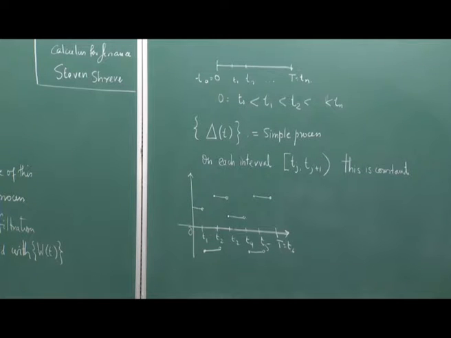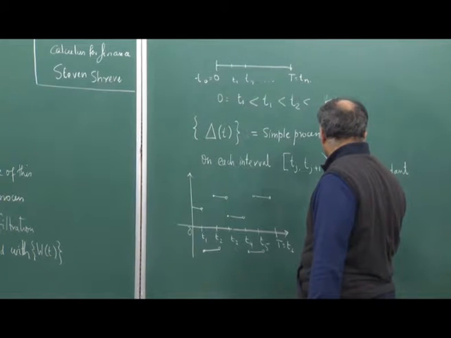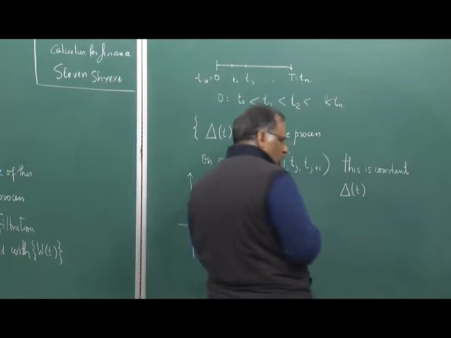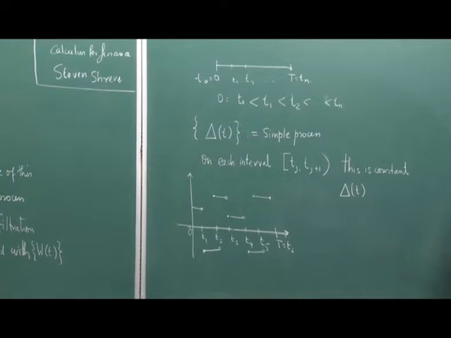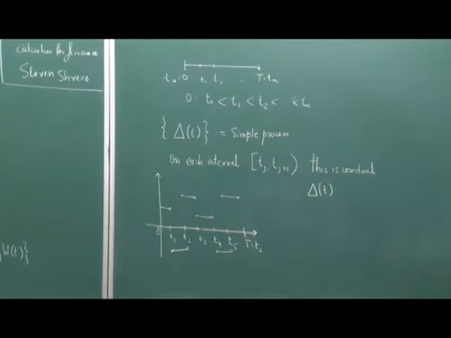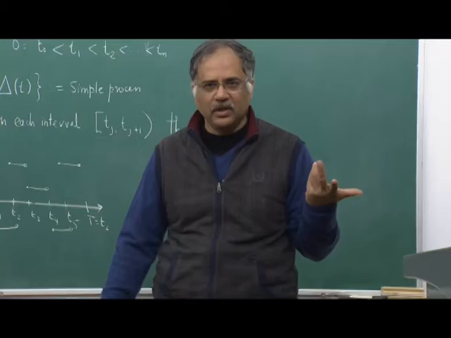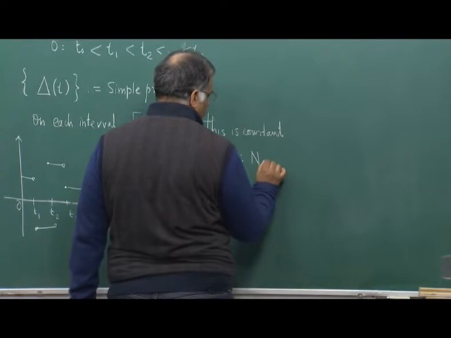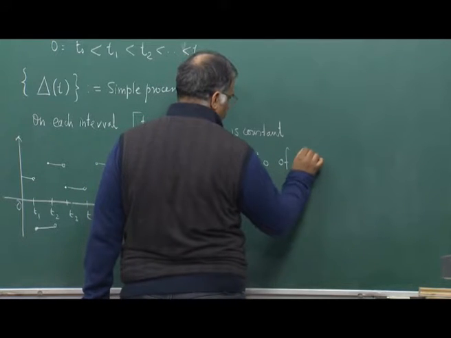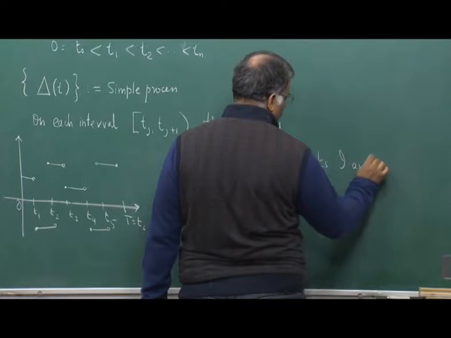Now, by delta t, let us work like a financial person. Let us think delta t is the position I am taking in an asset at time t, like a stock. So, delta t is the number of stocks I am holding at time t of some company, for example.